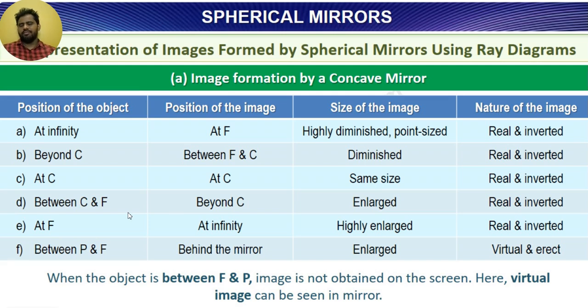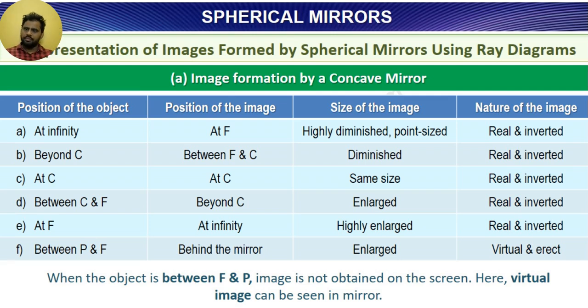Position of object is between C and F, position of image is beyond C. Size of image is enlarged, nature of image is real and inverted. If it is at F, the position of image is at infinity. It is highly enlarged, real and inverted.